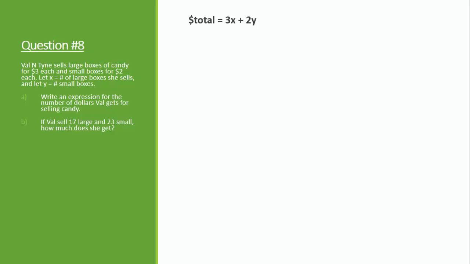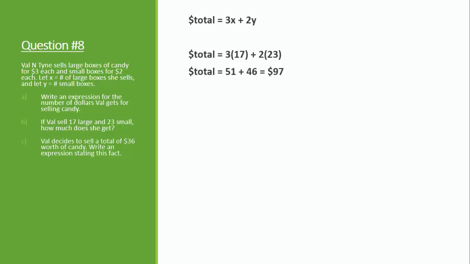Now, if she sells 17 large and 23 small boxes, how much does she get? All we do is take our equation and substitute in the values we've been given. So x is equal to the number of large boxes. In this case, she sold 17. And y is the small boxes, and she sold 23 of those. We just solve the equation. So she sold $97 worth of candy. If she sells 17 large and 23 small, she will receive $97.